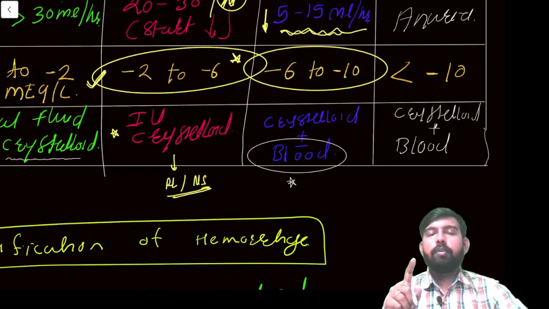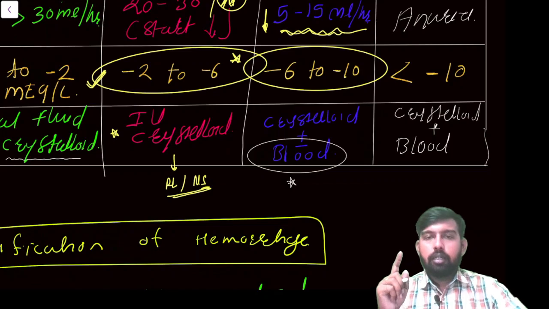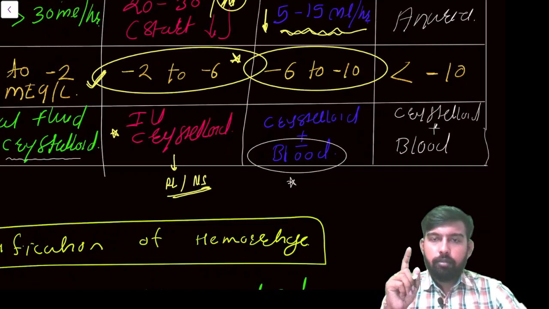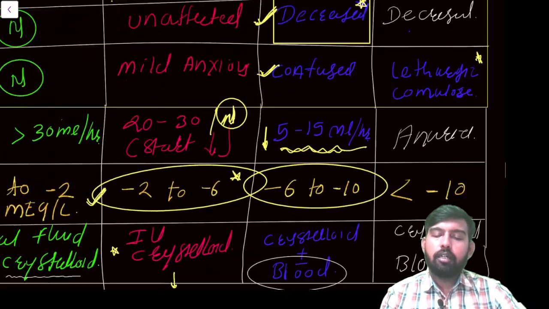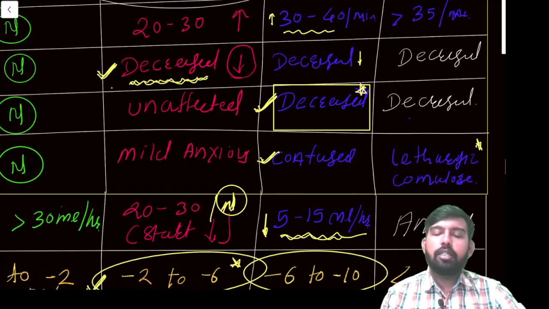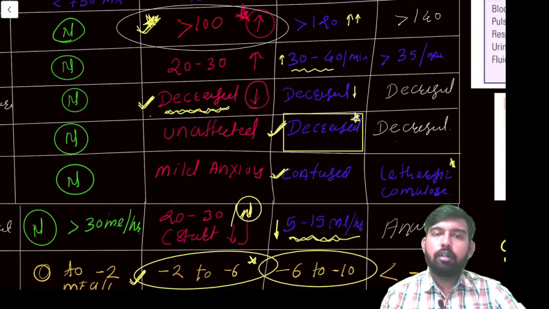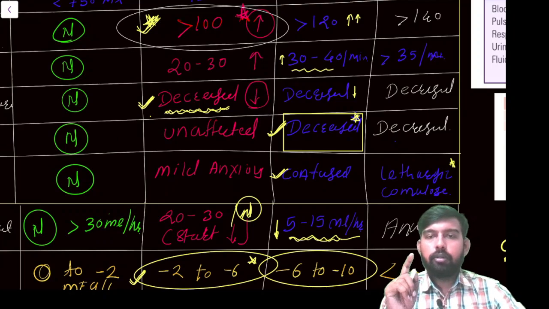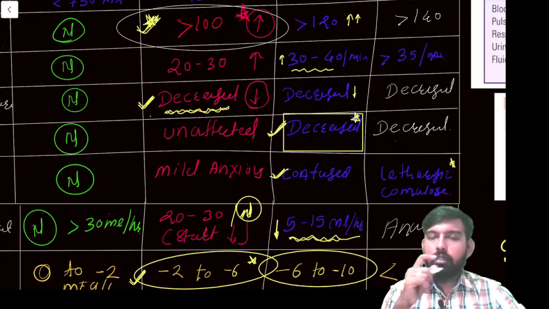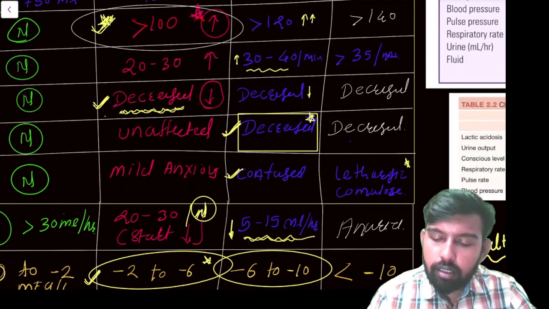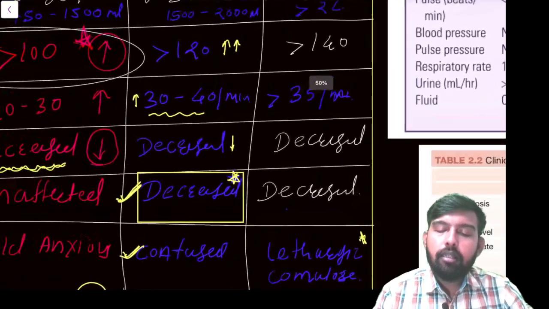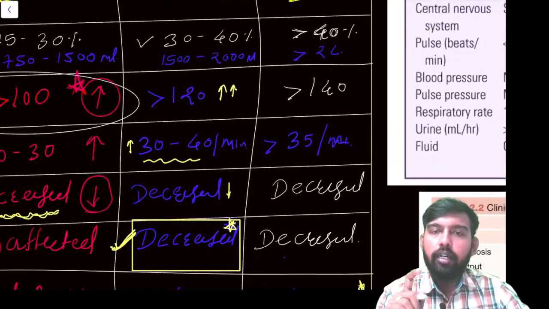So the treatment of a class 3 shock is crystalloids plus or minus blood transfusion. The most important clinical parameter which changes in class 3 shock is the blood pressure. The blood pressure decreases for the first time in class 3 shock. In class 4 shock, the blood loss is more than 2 liters.